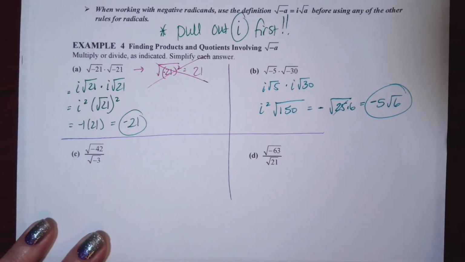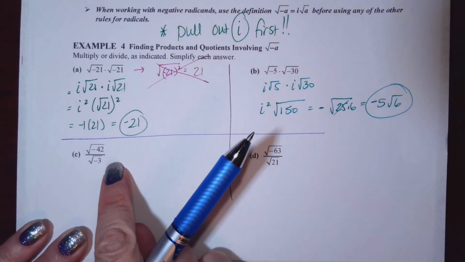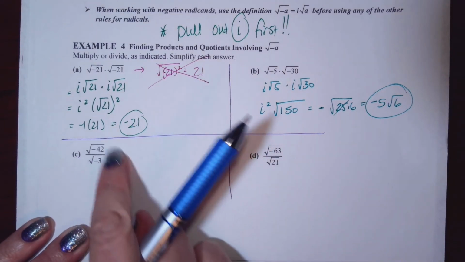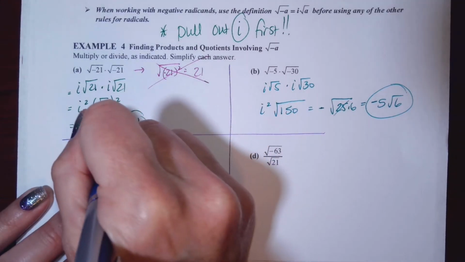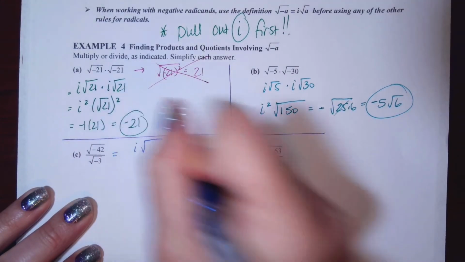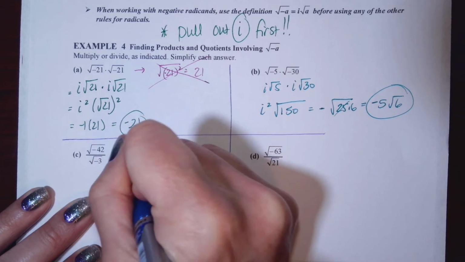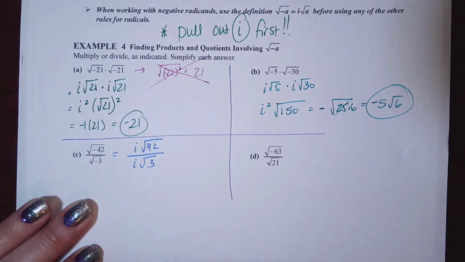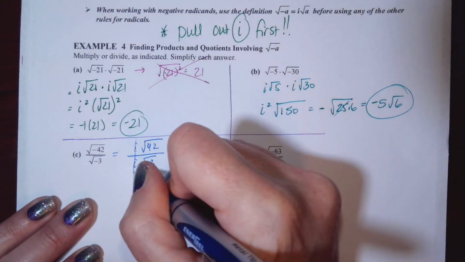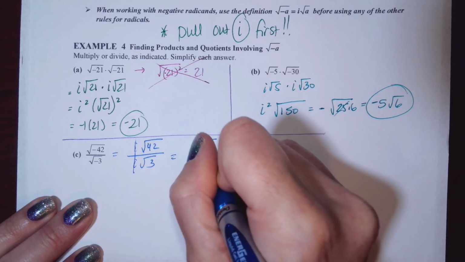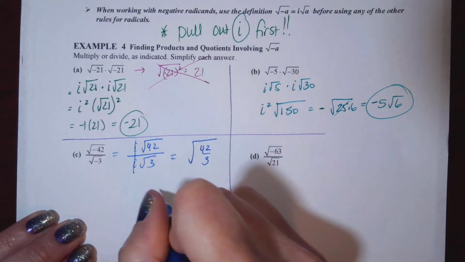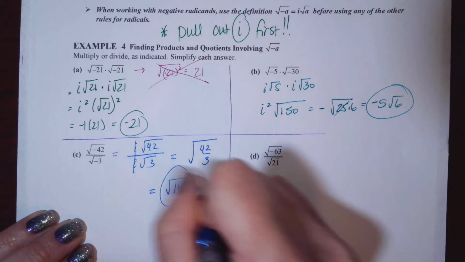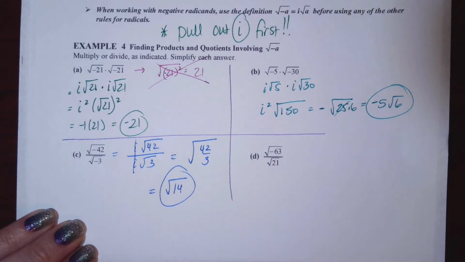Let's look at C. My temptation is to put this all underneath one radical, but if I do that, I will mess up. I've got to take care of the i first. Bring out that i. Well, anything over itself is 1. So now I can think of this as square root of 42 over 3. And 42 divided by 3 is 14. So I have a positive square root 14.